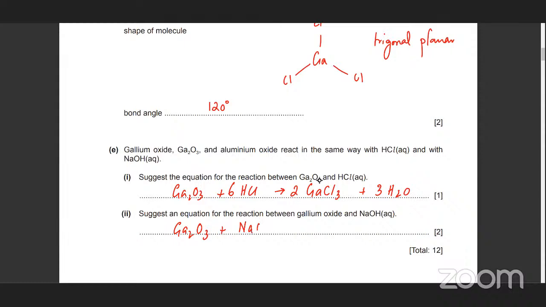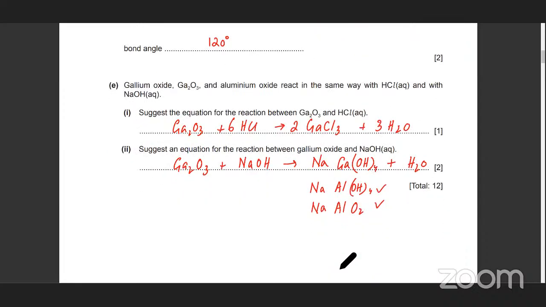NaOH. Since it's amphoteric, it would react with NaOH and it would form an aluminate, which is going to be NaGa(OH)4, or it could be NaGaO2 plus H2O. Okay, remember these two reactions, but for aluminum this would have been NaAl(OH)4 or NaAlO2. Okay, both of them are pretty much the same thing. So you just have to change Al to Ga.